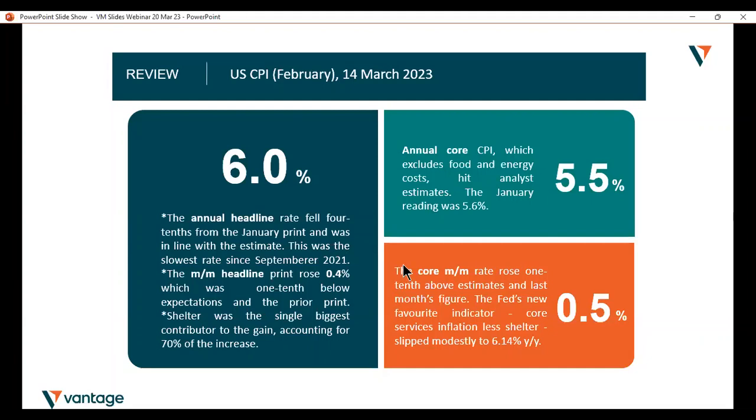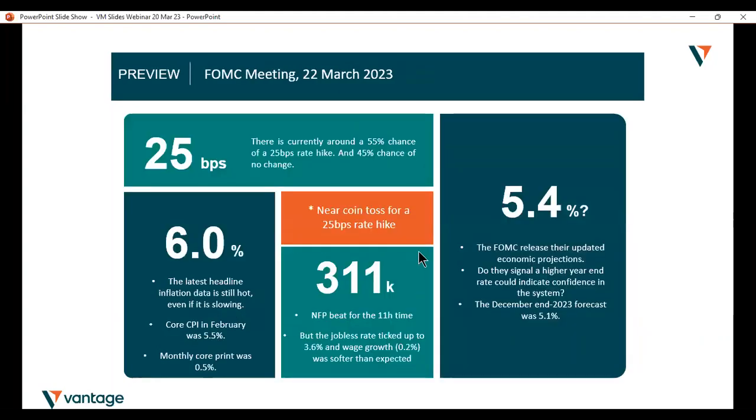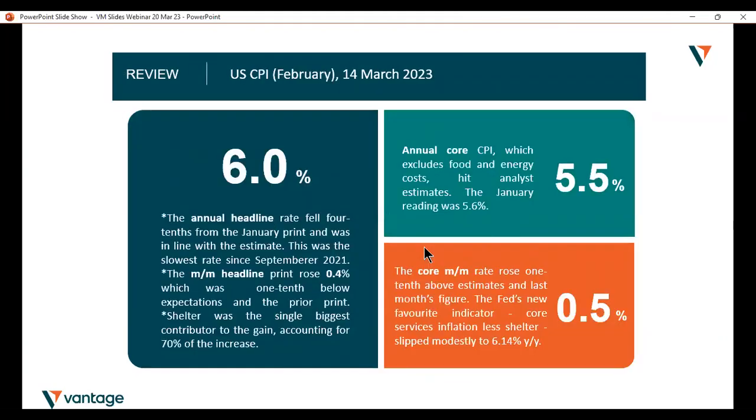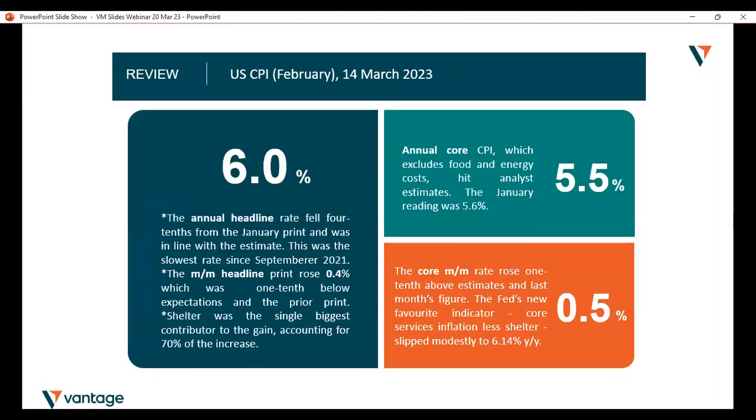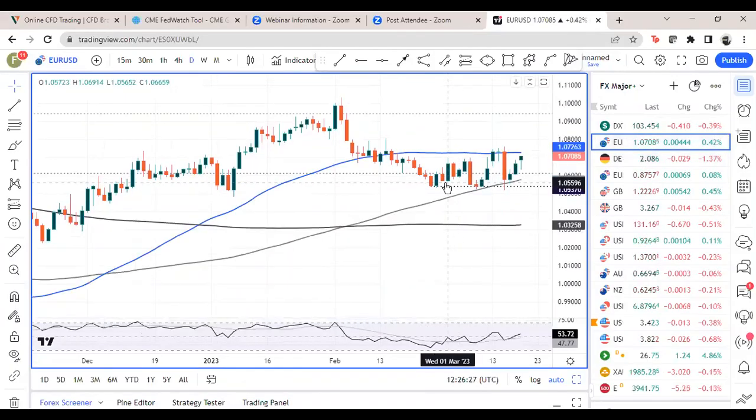That's US CPI. I'll look at the dollar, the DXY index shortly, but just moving on to the ECB. I haven't done a review of the graphic, but just briefly, they hiked rates by 50 basis points. If I just pull up the euro chart at least. ECB hiked by 50 basis points, gave no real indications for the coming rate path, in line with what most ECB watchers thought.